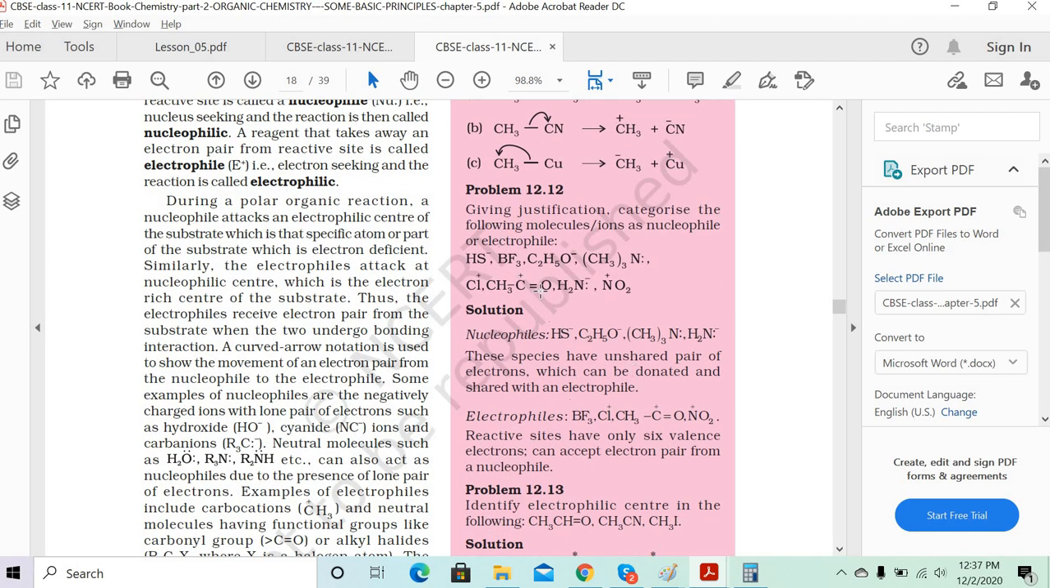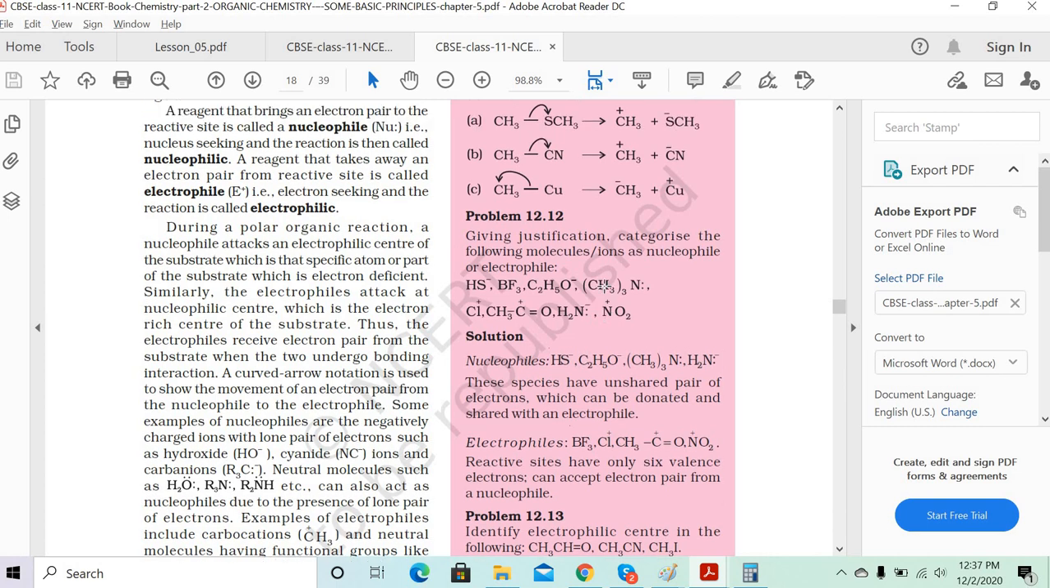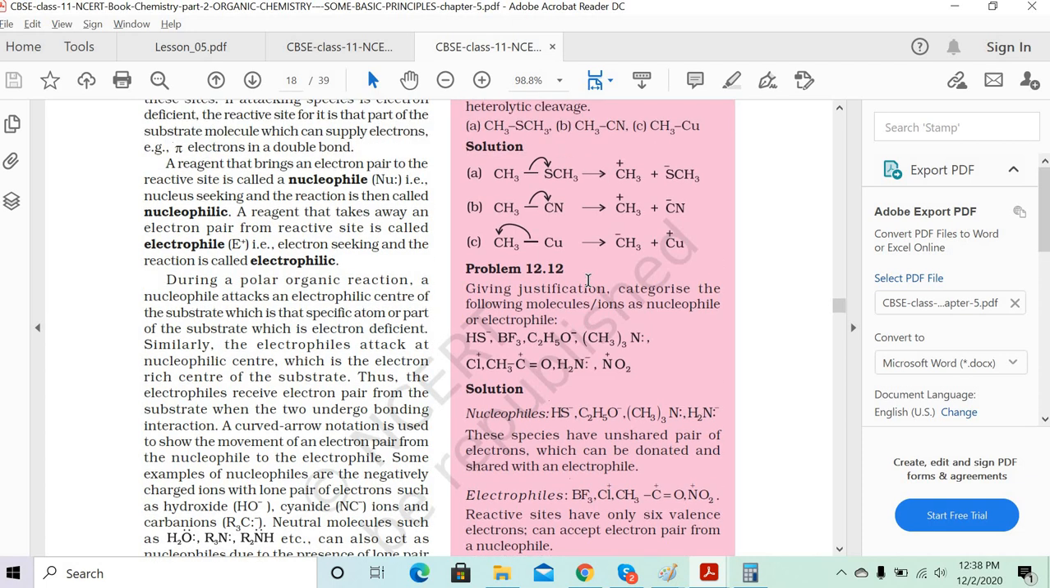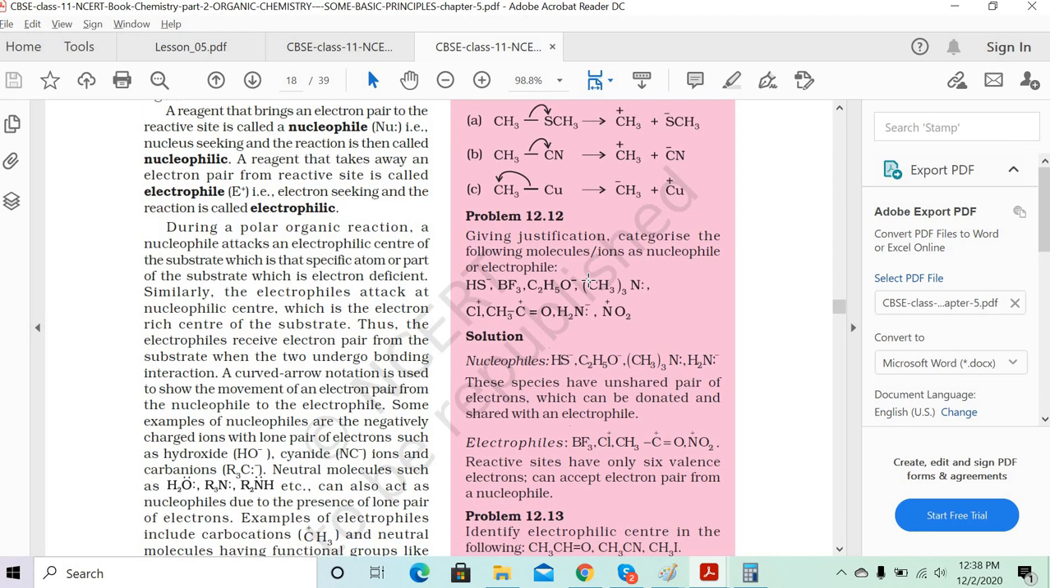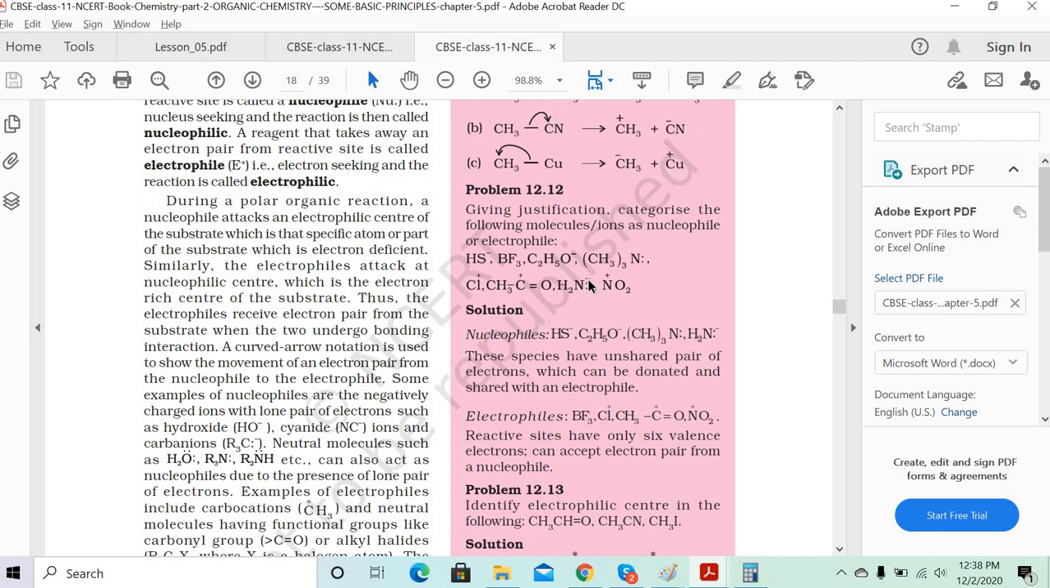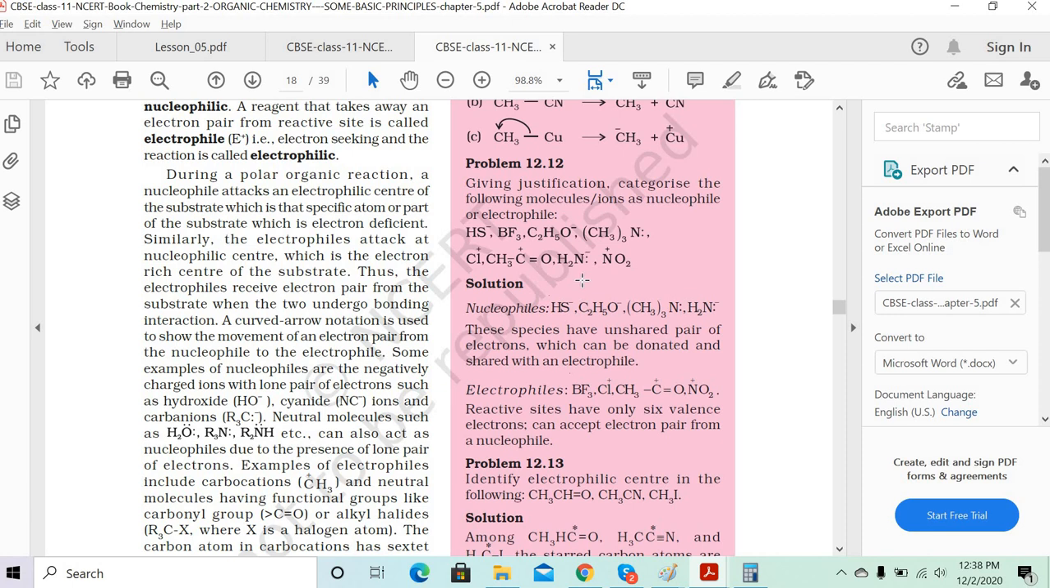Good. Now go to giving justification for categories. Before that, only a few of them are confusing. A few of them I don't know where to place. Where to place this one? In the second part, you're telling? Yes, in the second one. I don't know where to place BF3, CH3 whole thrice, and with two lone pairs, with the lone pair. Okay, good, that's fine. Got it, no problem.